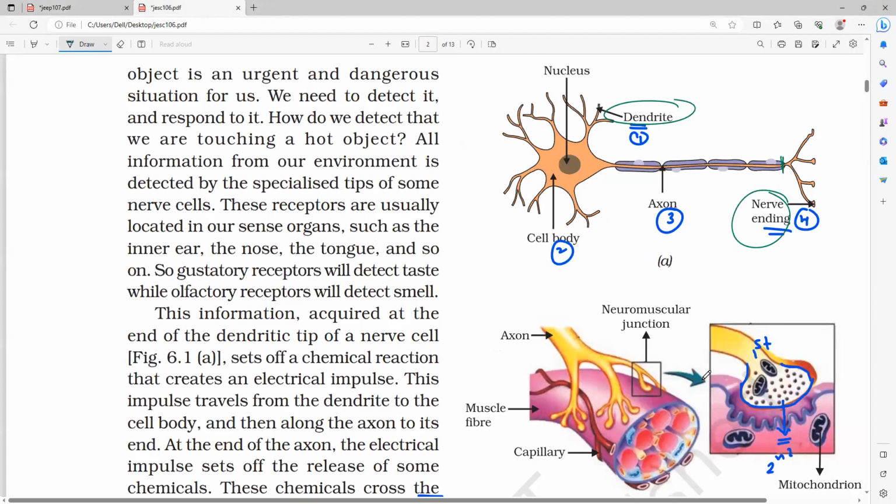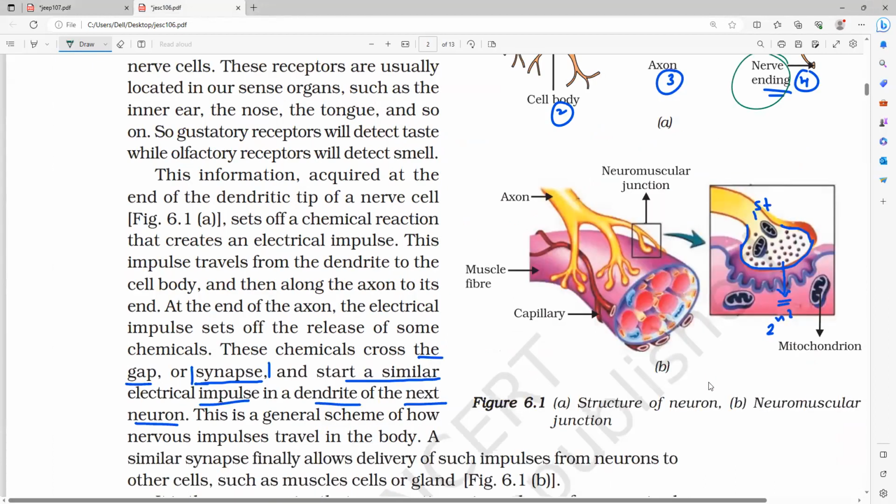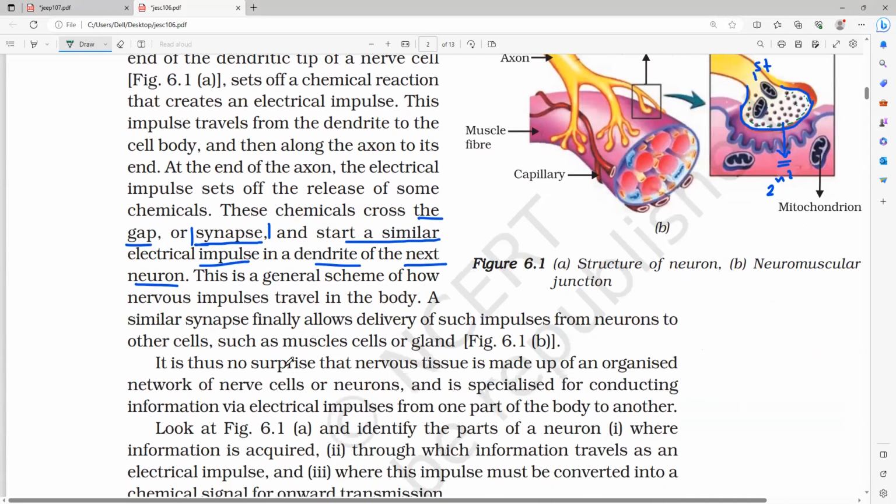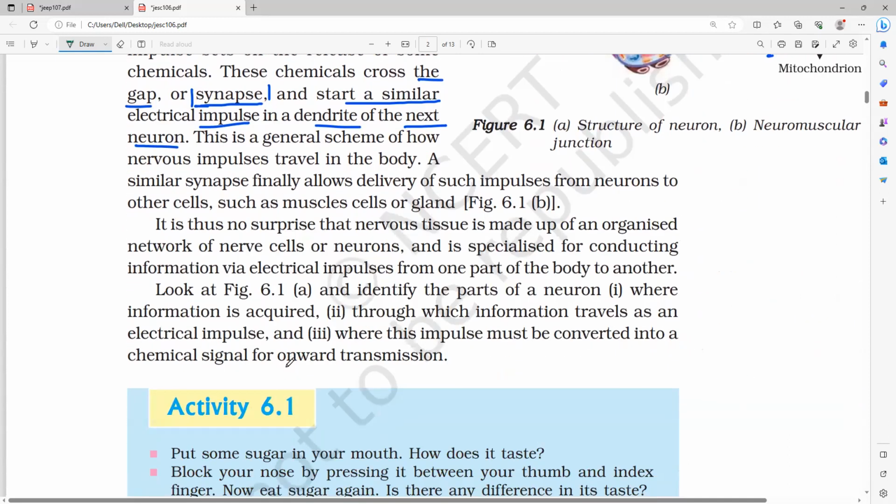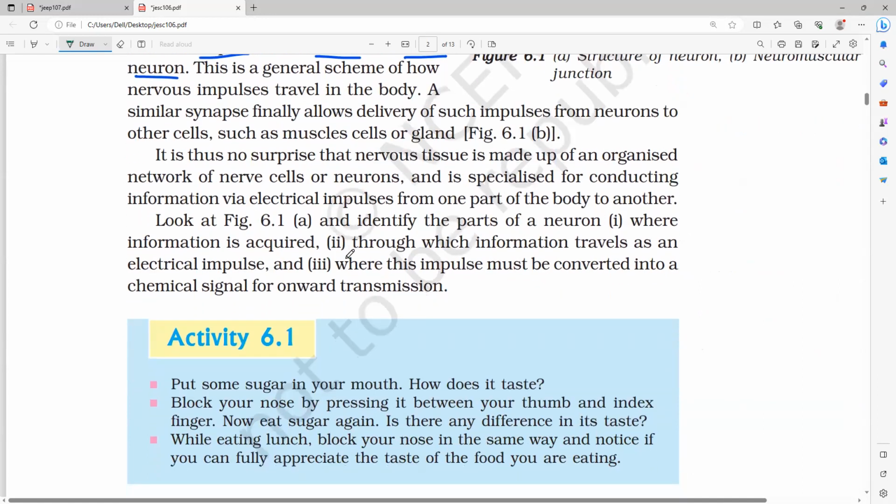The axonal end chemical, who will secrete this chemical, guys? Everyone, axonal end or dendrite end? The axonal end. That is what you can see. So where the fluid is secreted, you can notice it. The information travels as an electrical impulse, where the impulse must be converted into a chemical signal.